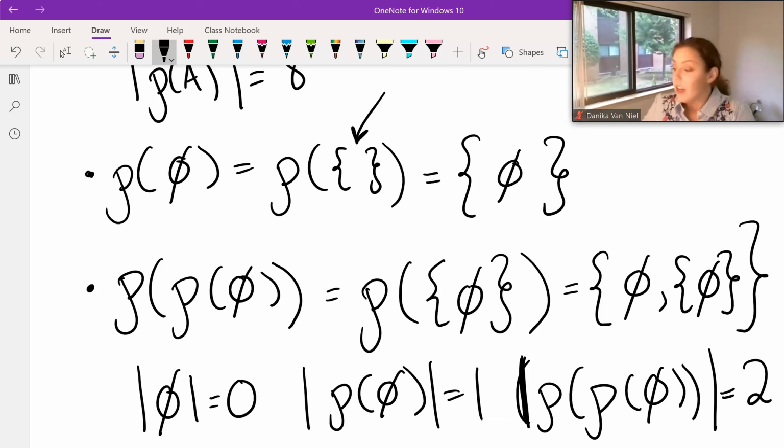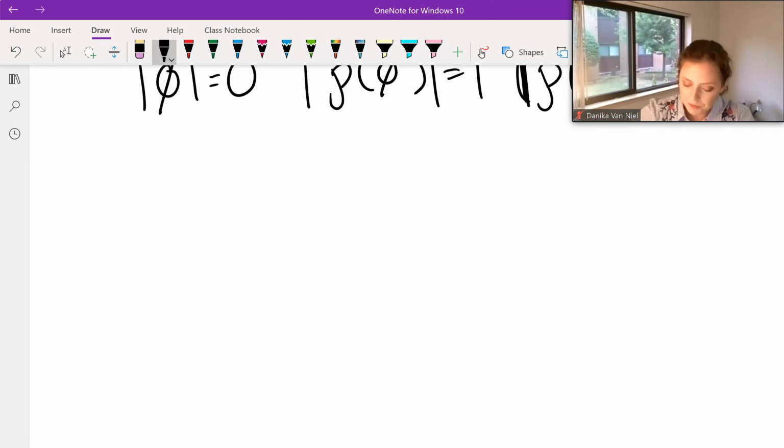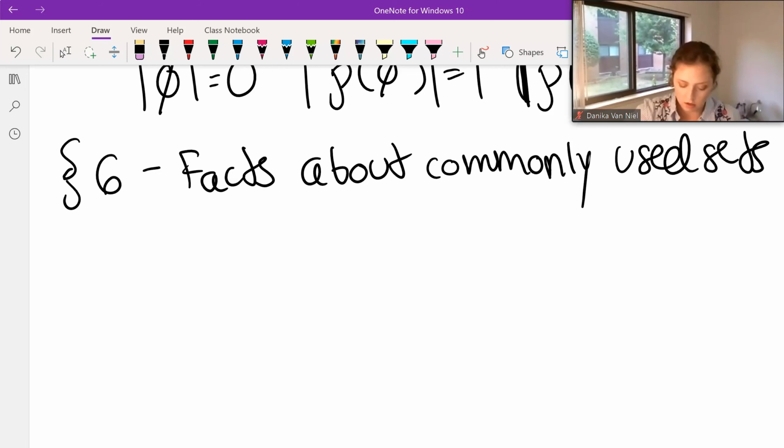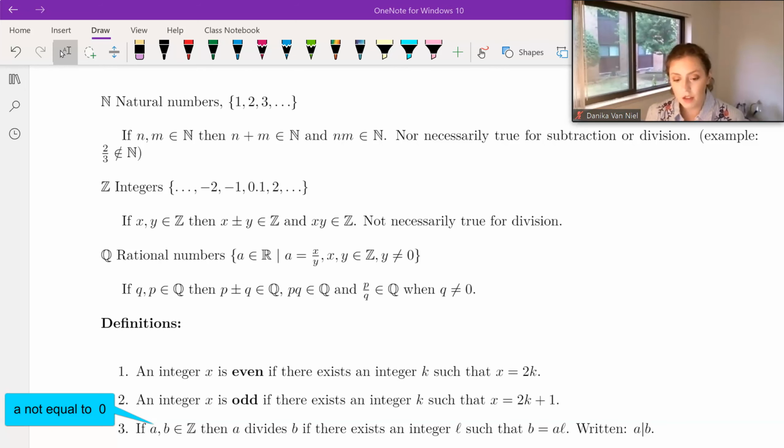Now, I just have a couple of things, odds and ends, that I want to sum up for you. I think this is section 6: facts about commonly used sets. The facts that we're using, if we think about the natural numbers: if any 2 elements are in the naturals, then their addition is also in the naturals, and their multiplication is also in the naturals. This is not necessarily true for division, and it's not necessarily true for subtraction either, because we don't have negative numbers. Like 1 minus 3 is not in the naturals.